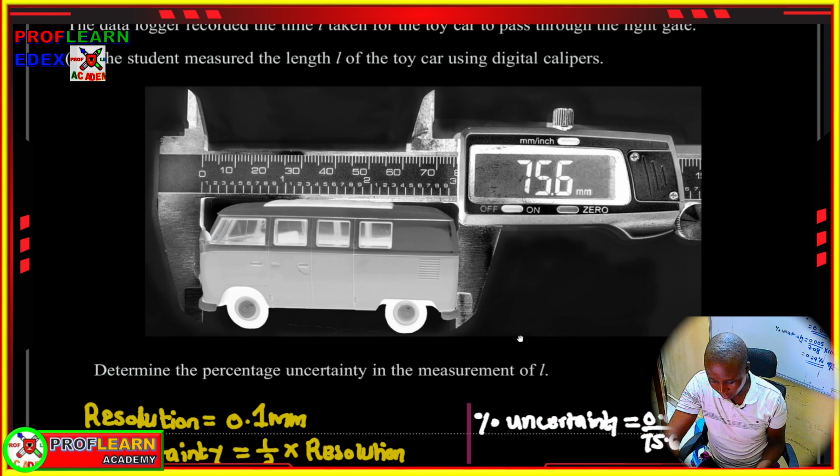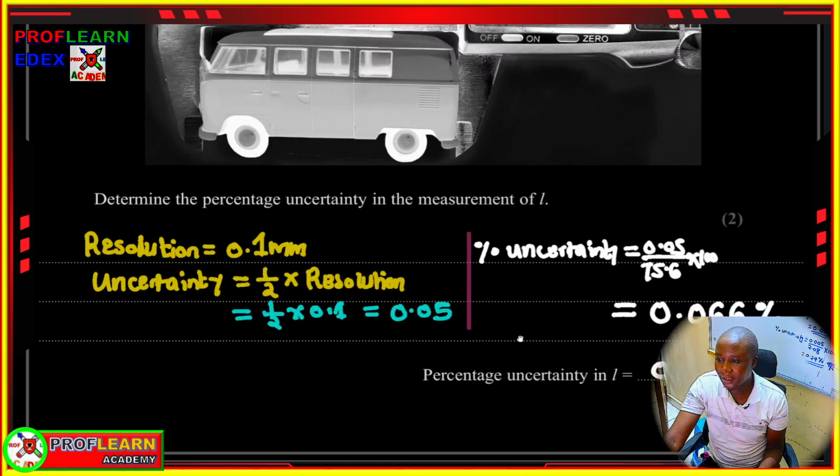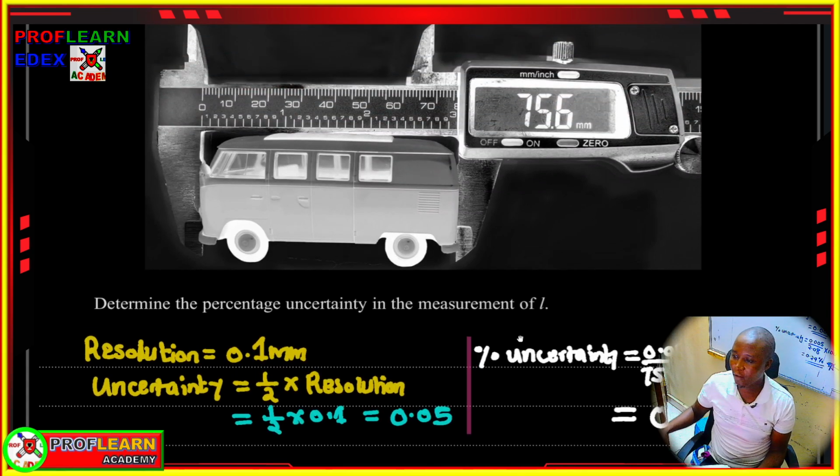Something that you need to understand is that percentage uncertainty is calculated from the uncertainty divided by the reading or measurement that has been taken, times 100%. But to work out the uncertainty in this case, you look at the number of decimal places of the instrument. This is 75.6, written correct to 1 decimal place, which means the least unit this instrument can measure is 0.1 millimeters, and that becomes our resolution.